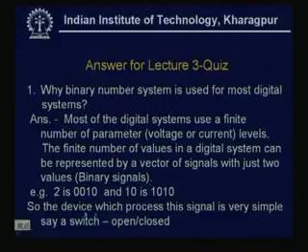And the device which processes this signal is very simple to implement, say a switch, where 0 or 1 means the switch is on or off, or open or closed. So, that is why the binary number system is mainly used for most digital systems.